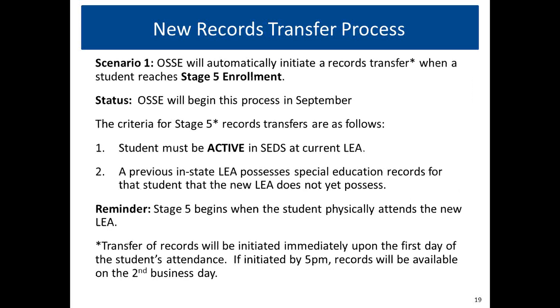So scenario 1, if a student reaches stage 5 enrollment, OSSE will automatically initiate a records transfer. Now, as a reminder, stage 5 is when the student physically shows up to your school. Some people like to refer to it as butt in the seat. But more formally, it's when the student shows up to your school to begin receiving educational services. And the registrar will then move them to stage 5 because now they're attending.